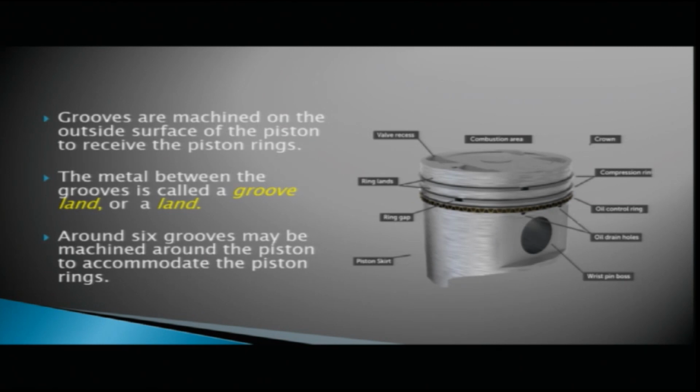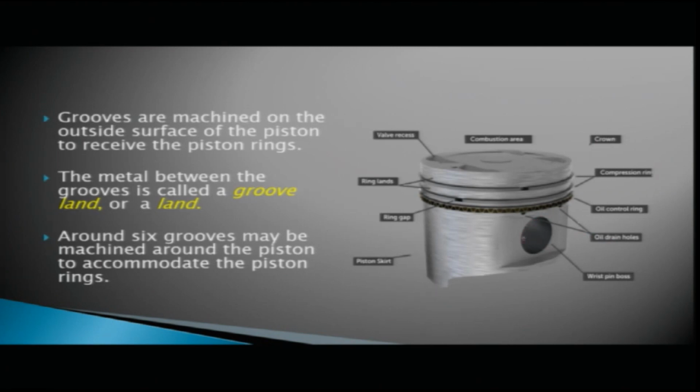So, here in the diagram you can see this is your piston, on the top is the combustion area, and you have valve recesses to accommodate the valves. The top of the piston is also called the crown. You can see different grooves here where you can accommodate the rings. These are your compression rings here. Another groove you can have the oil control rings. You have the drain holes also, oil drain holes.